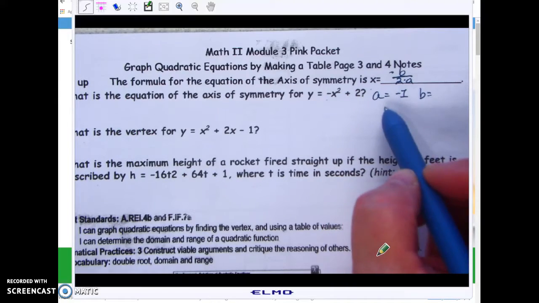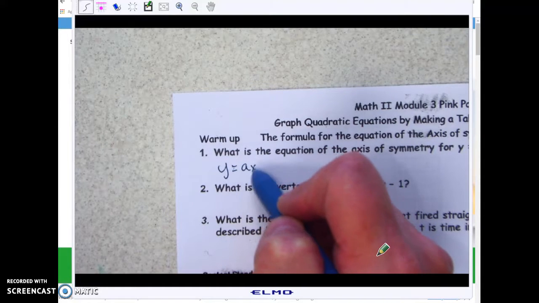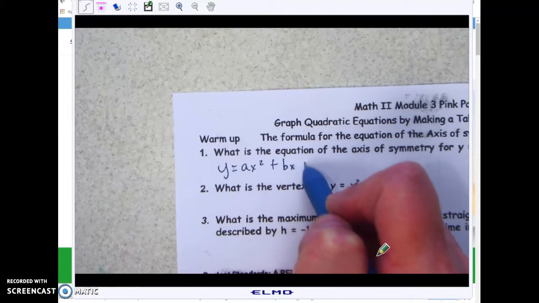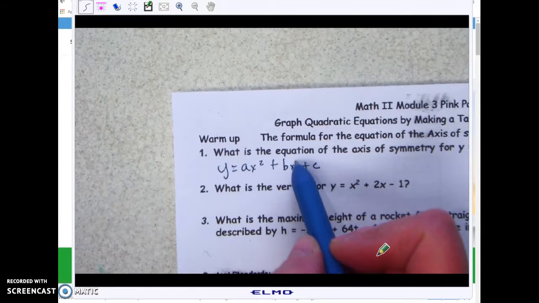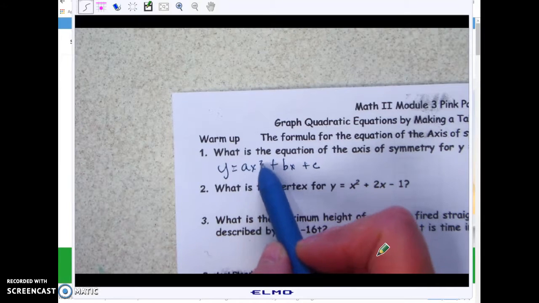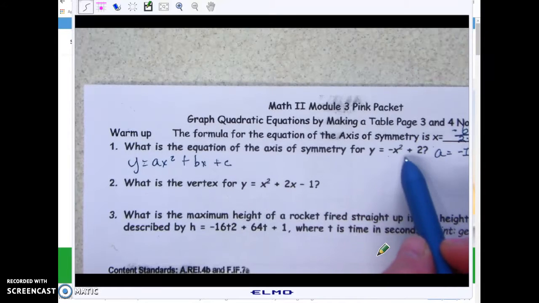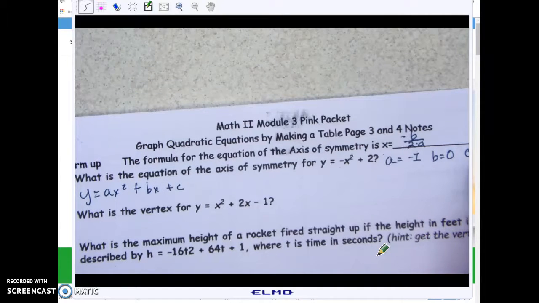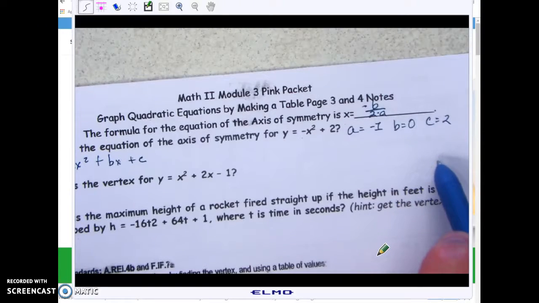Remember, this is based on y equals ax squared plus bx plus c. So the b value is the one that's in front of the x to the first. A is what's in front of the x squared. The b is what's in front of x to the first. Well, if you look at this, there is no b. So b is 0, and c is 2. Even though we don't use c in this equation, we are still going to get used to figuring out what it is, because the next equations we will be using it.